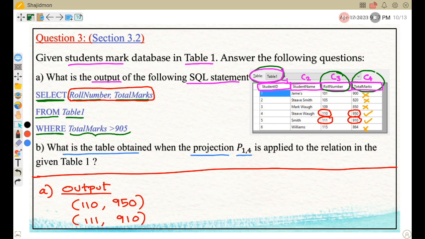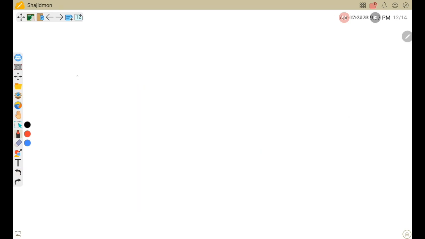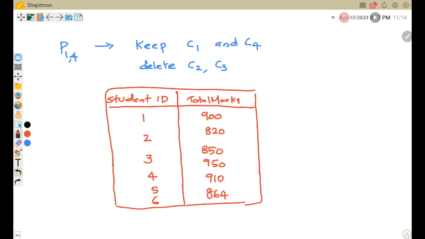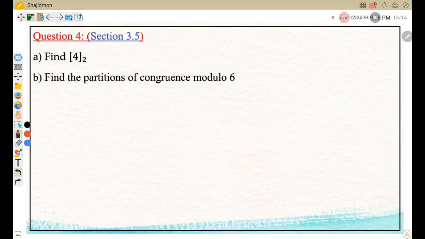In section 3.2 we studied three operations. One is the join operation, and we studied the meaning of projection, and the meaning of the selection operation. This is just revising the question; we are revising only the join and projection operations. Now let me go to question number 4.